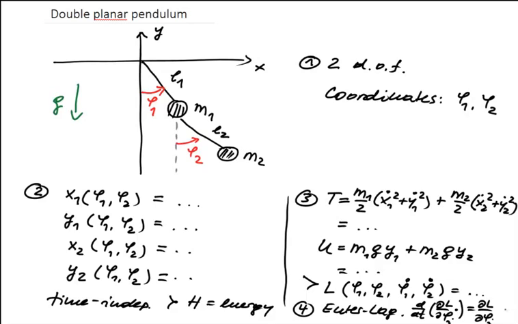So you have 2 Euler-Lagrange equations. These are then the equations of motion for the double planar pendulum. Up to that point, you can write this down exactly for arbitrary angles, arbitrary amplitudes of your oscillation. But then if you go about solving these equations of motion, then you should make approximations and limit yourself to small angles.